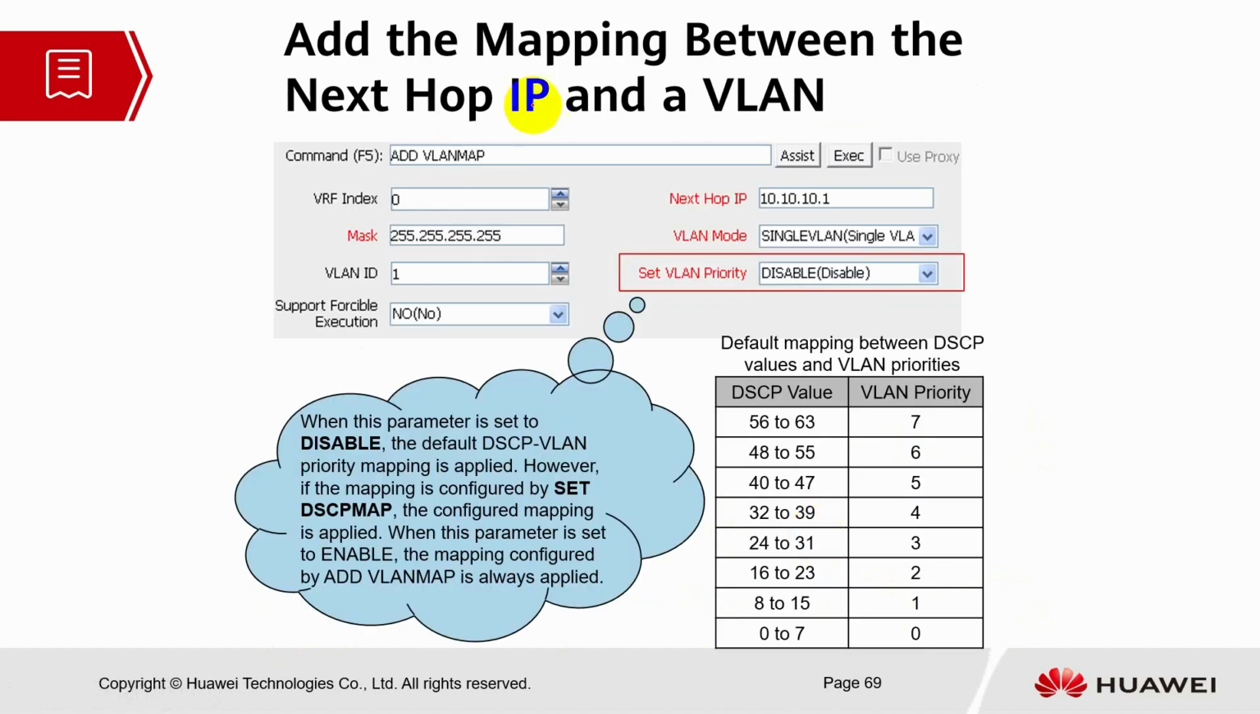So let's look into the command for how to add the VLAN map. Usually the VLAN map will be added to the gateway, and it has its own VLAN ID and its priority. They are based on the DSCP value for different priorities. When you set this parameter to enable, it means the mapping configured by add VLAN map is always applied.